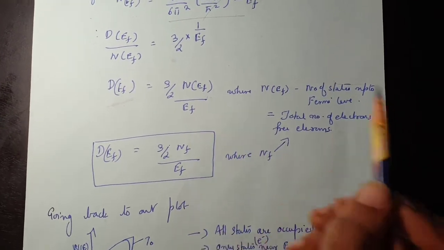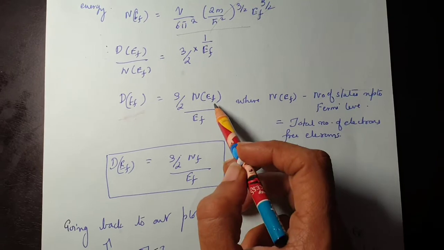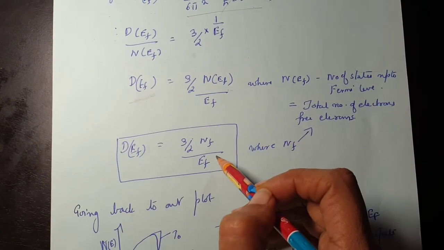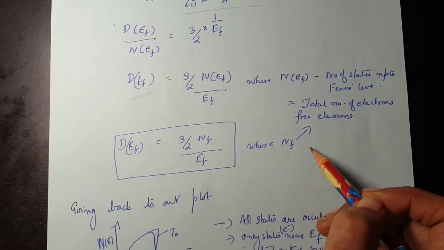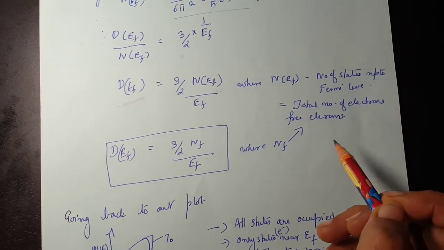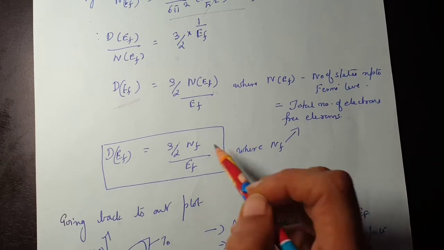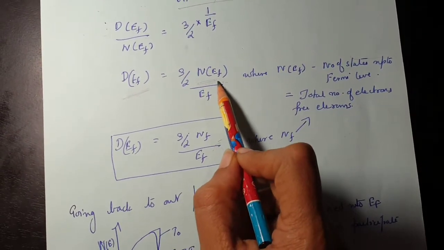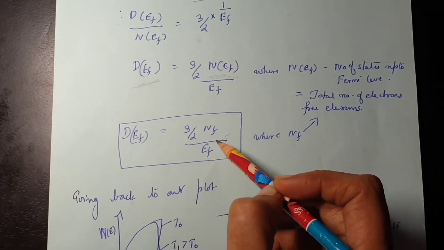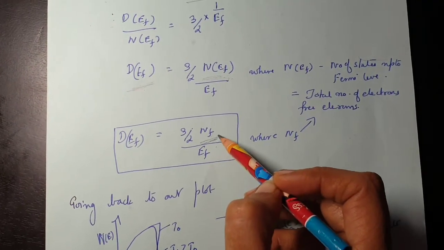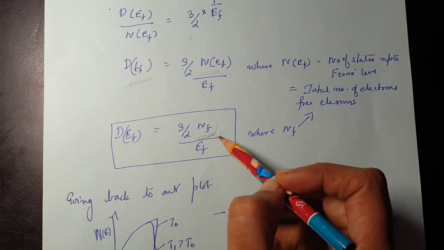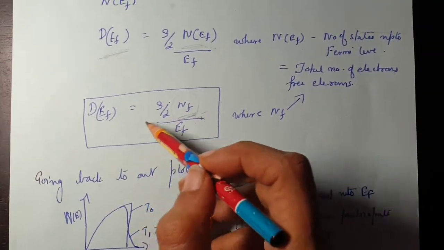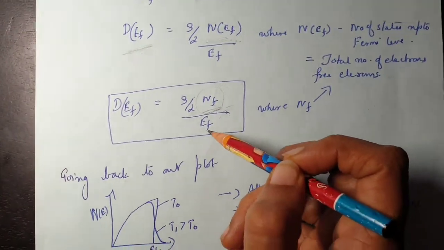states that are occupied. But we also know that the number of states that are occupied will be equal to the number of electrons that are available, because of the Pauli's exclusion principle, and also because of the fact that at T equal to 0, up to that level only it is filled. So this number of occupied states, I can replace it as the number of electrons, free electrons, that are available near the Fermi surface. So this is our formula for density of states near the Fermi energy.